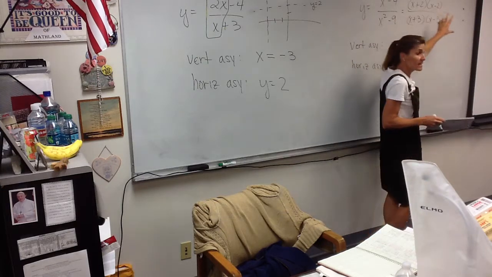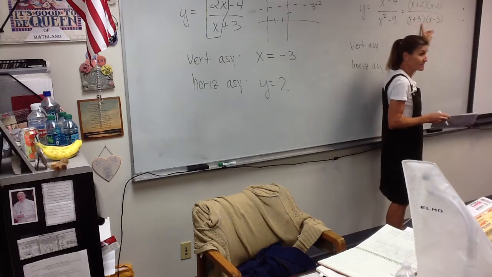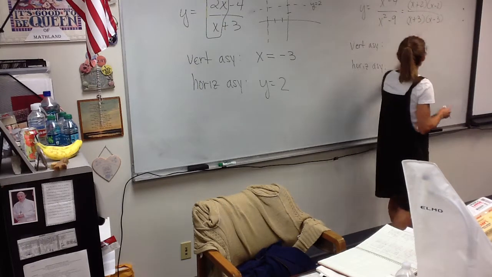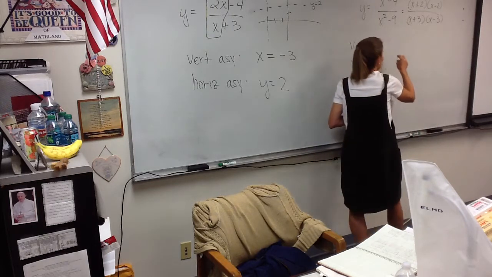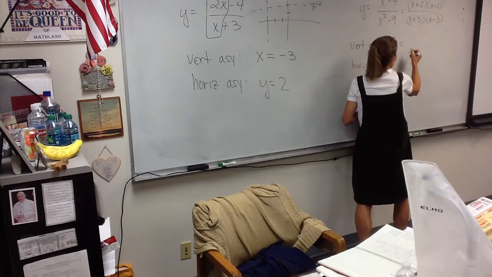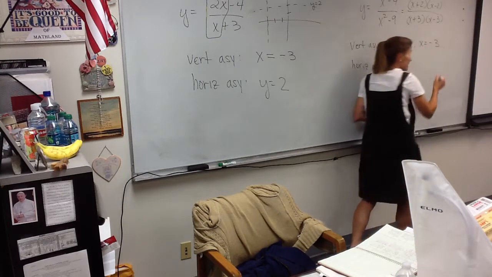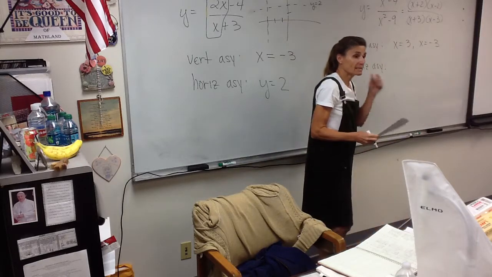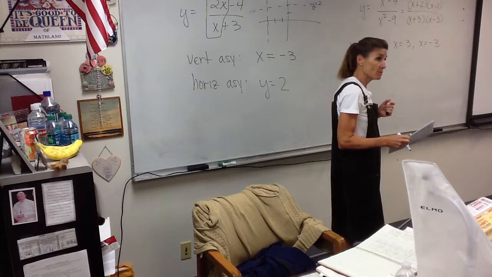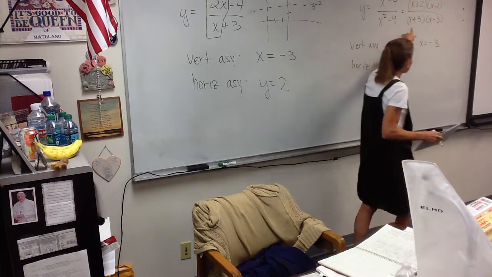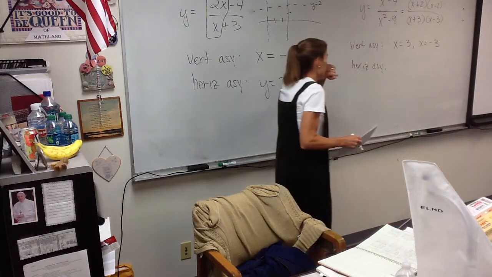Because nothing canceled out, there are going to be 2 vertical asymptotes. My vertical asymptotes are where x equals 3 and x equals -3. Where do vertical asymptotes come from? Whatever makes the denominator 0. Whatever makes the denominator 0 is your vertical.